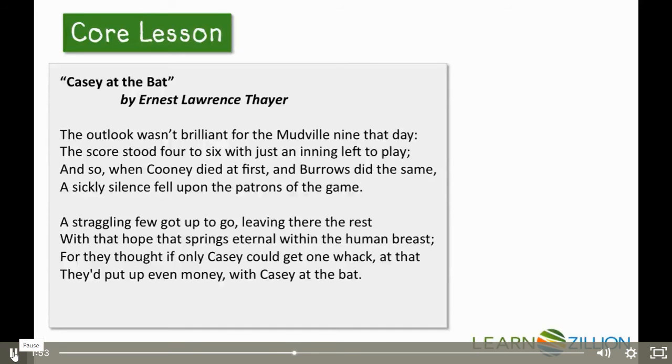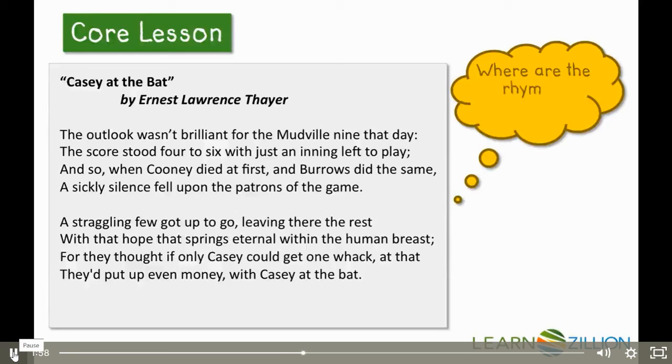Now, here are the first two stanzas of the poem. Let's think. Where are the rhymes in this poem? Rhyming poets can put rhymes anywhere, but rhymes at the end of lines are very common because they make a nice rhythm. So let's look at the end of each line to see if we can identify any rhyme words. When I look, I definitely see day and play. Then I see same and game, rest and breast, that and that.